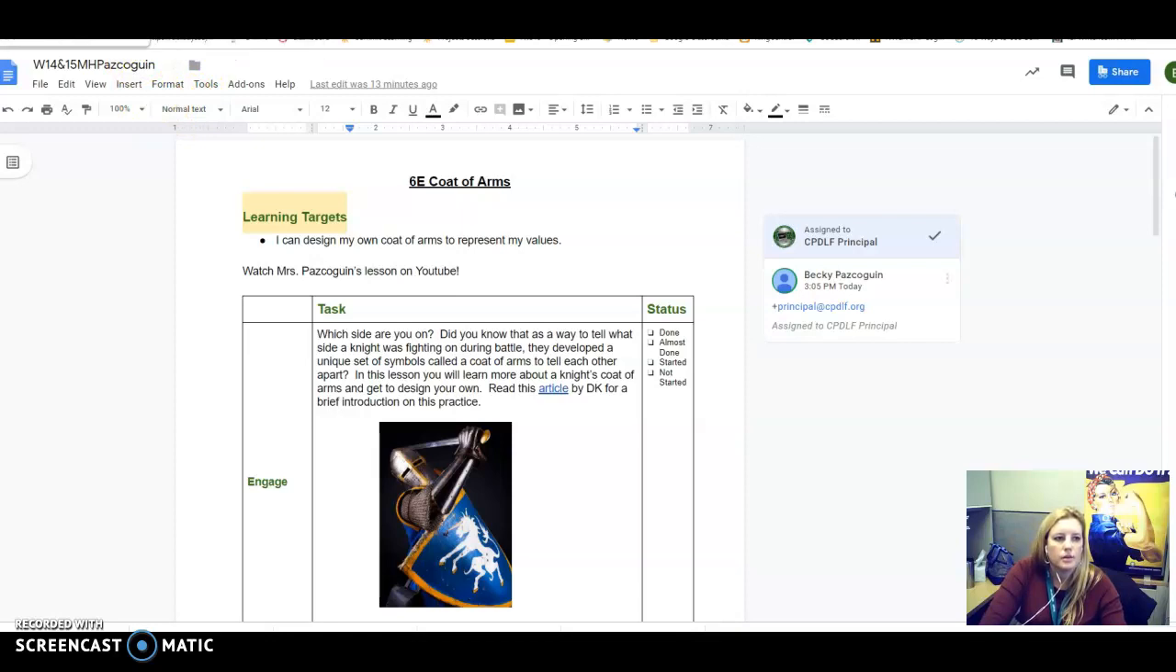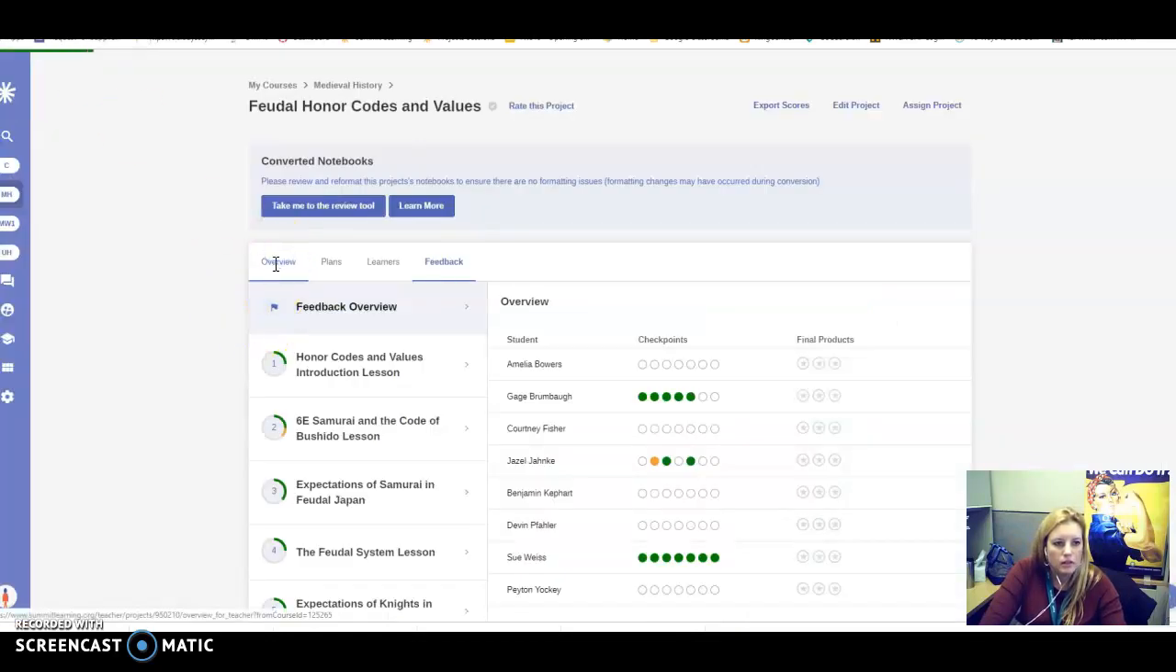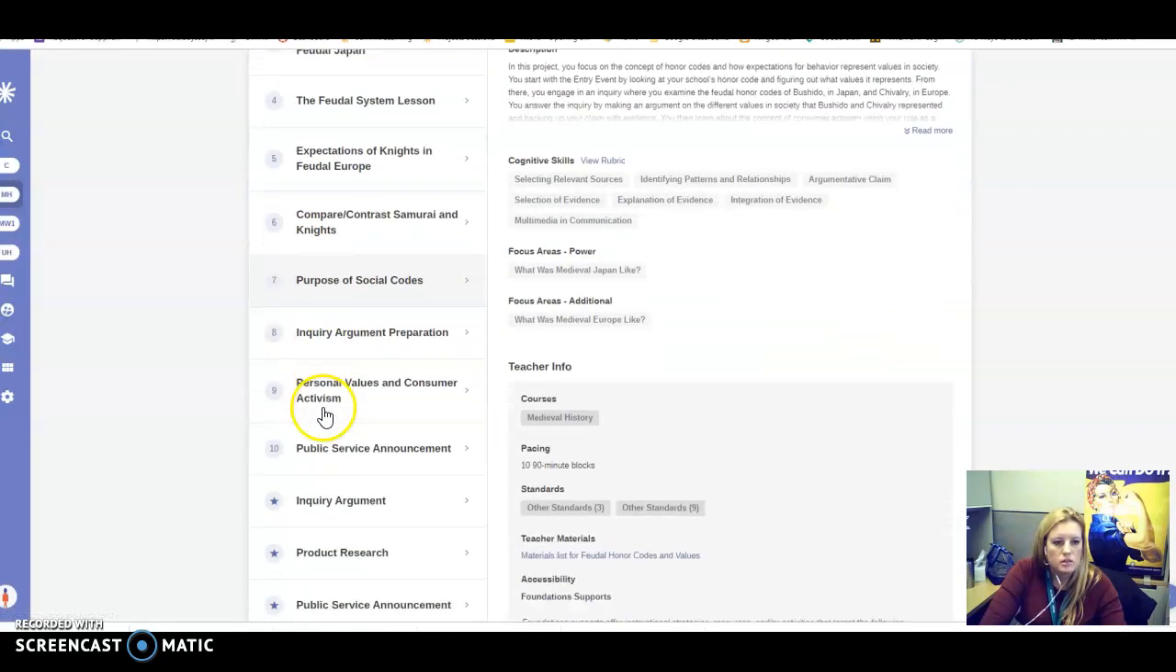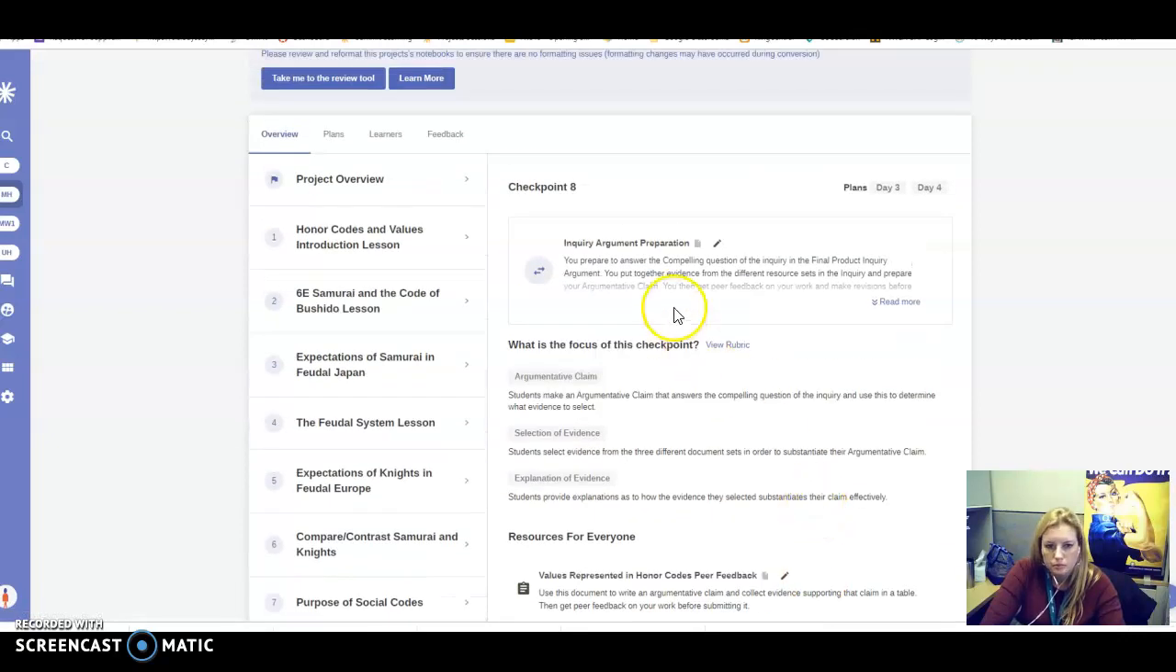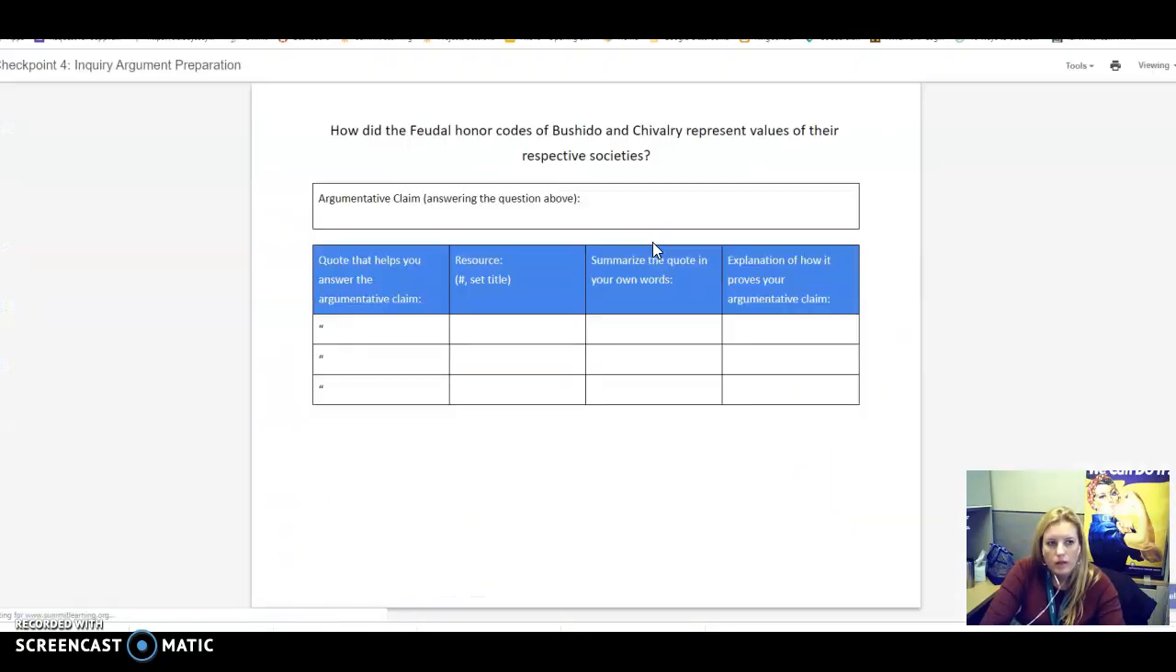The other thing I would like you to look at is this right here. You're going to start on this checkpoint, inquiry, argument, preparation. You have to develop an argumentative claim to this question: how did the feudal honor codes of Bushido and chivalry represent values of their respective societies? So how did those codes represent what their societies valued?